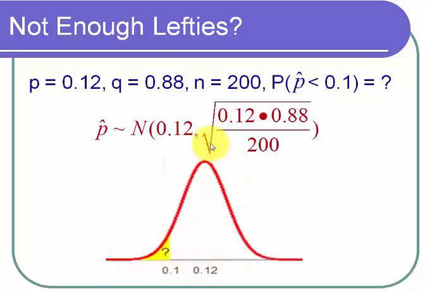Here's the 12% of the lefties, 0.12. Here's the 10% that we want to find out if we have fewer than 10%. And what is that probability, or what is the area under this approximately normal curve? And I can go to my calculator to find out.